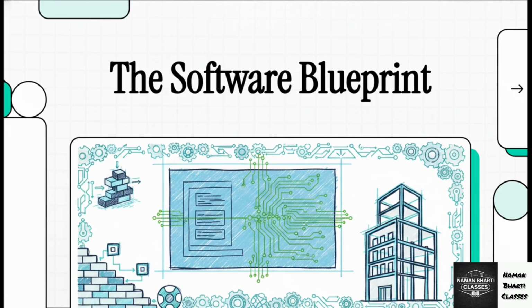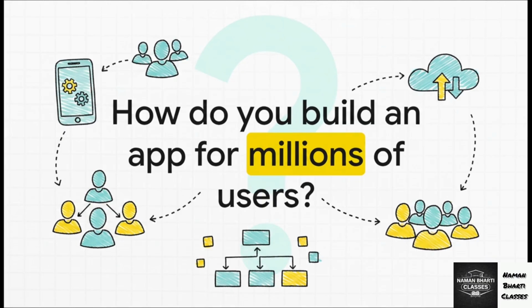Let's jump right in. I mean, really think about it. That app on your phone you use all the time. It's got dozens, maybe hundreds of features. It's getting updated constantly. And somehow it works for millions of people all at once. How on earth does a team of developers even start to build something like that?